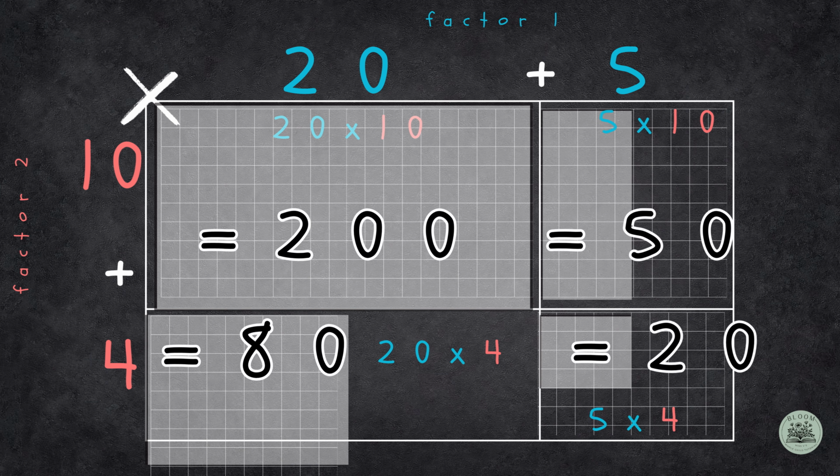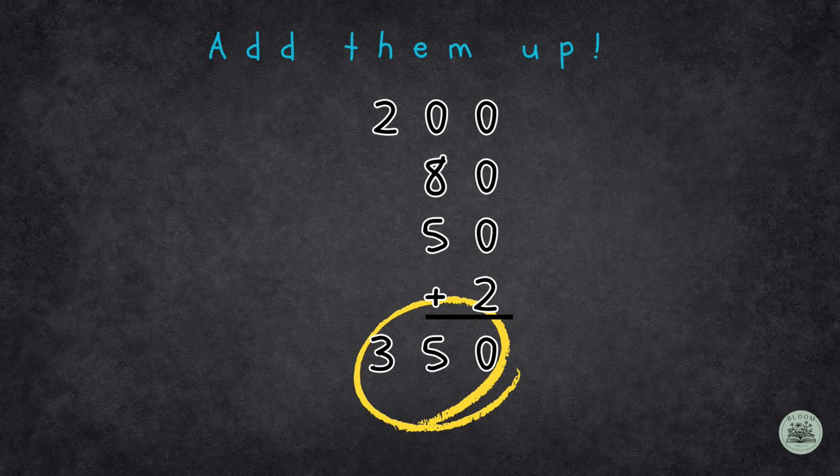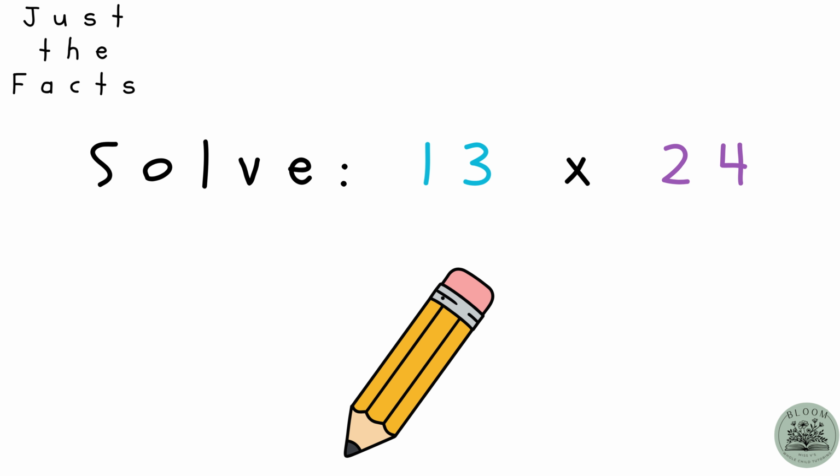Time to add up all of our partial products. 200, 50, 80, and 20, all added together is a total product of 350. For this next problem, let's only look at the multiplication problems.